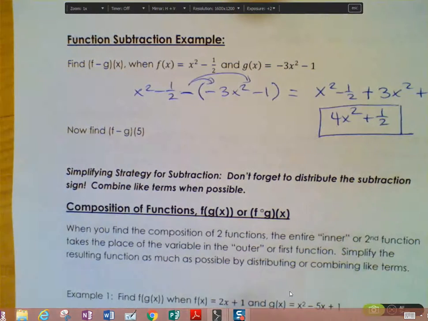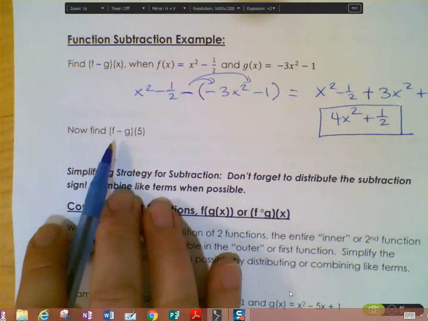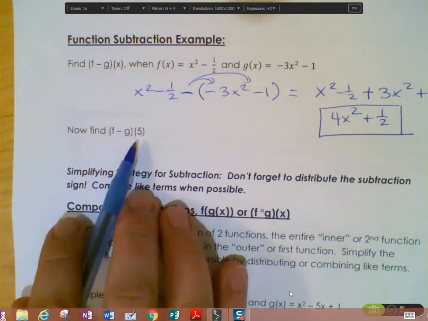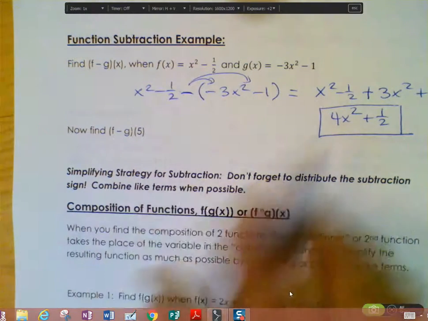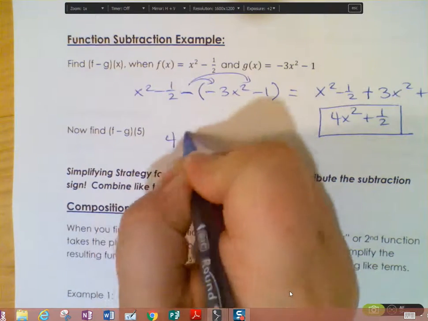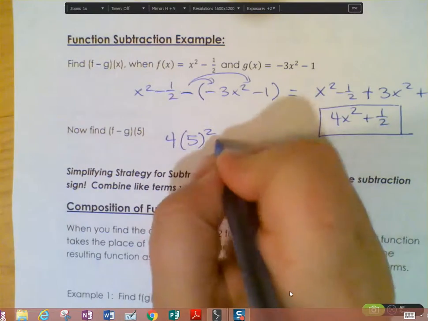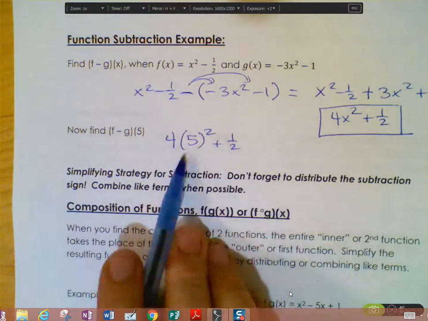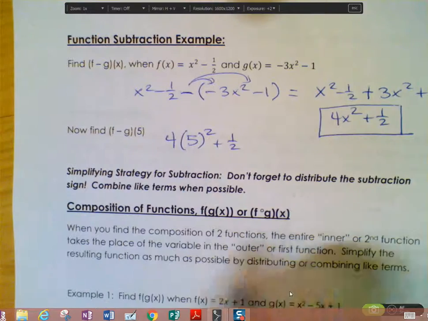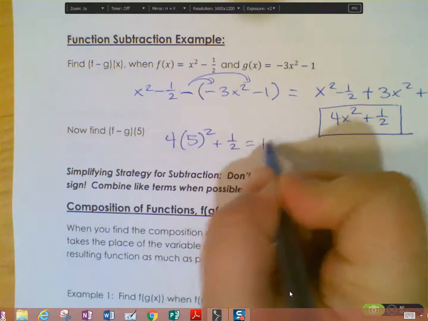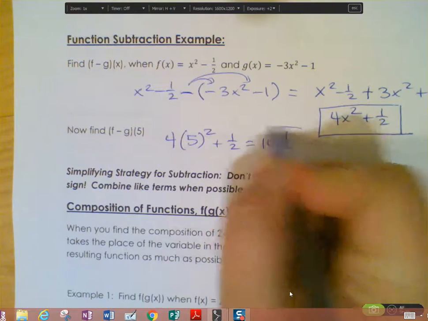That's my answer. Now I want to find f minus g of 5. So I want to substitute in 5: 4 times 5 squared plus 1/2. So 5 squared is 25, times 4 is 100. So I have 100 and 1/2.